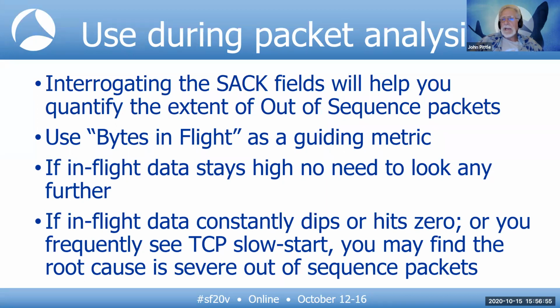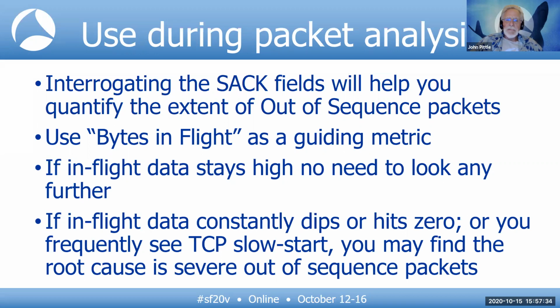for determining how bad is bad in terms of the nature of the out-of-sequence packets and whether or not it's impacting the congestion window. In quick summary, if bytes in flight stays high, then we really don't have too much of a performance issue being caused by out-of-sequence packets. However, if bytes in flight data consistently dips or hits 0, chances are you're going to frequently see TCP slow start, which is a standard congestion control mechanism.